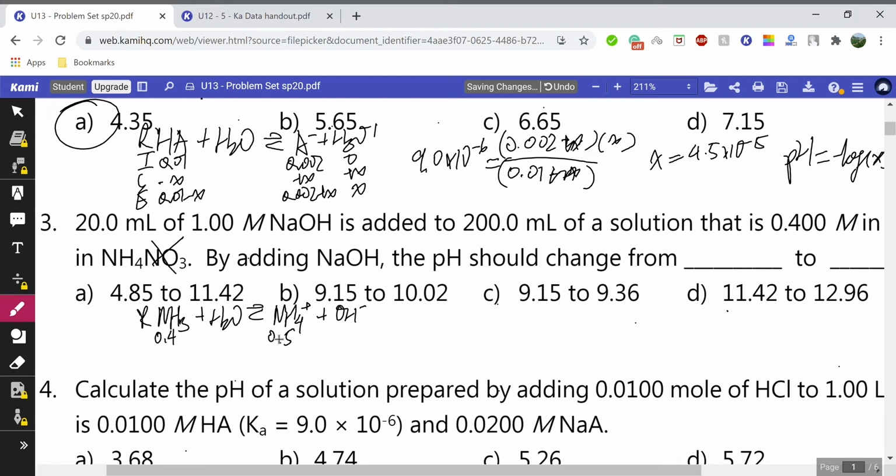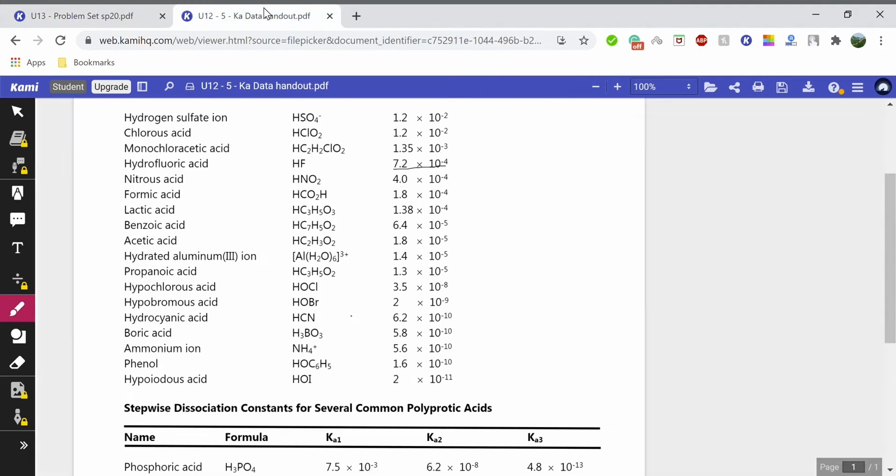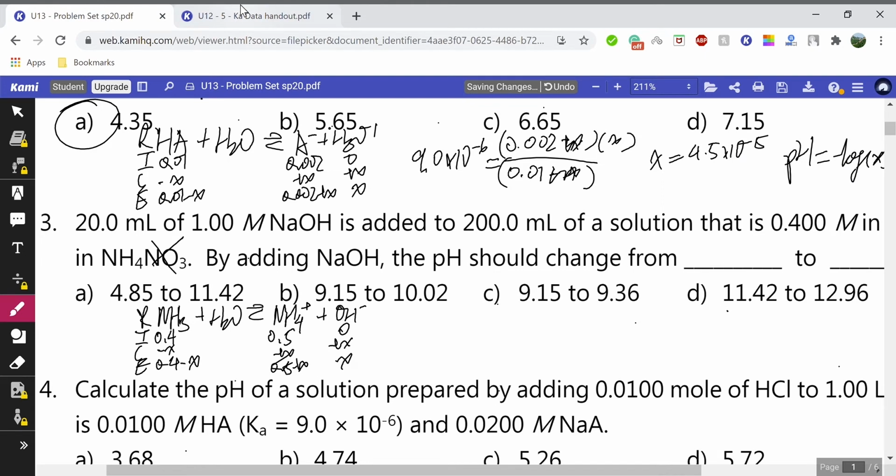Now if we do the RICE chart, so this would be minus x, 0.4 minus x. This would be plus x, 0.5 plus x. This would be 0 plus x. This would be x. So because we're producing OH minus, we're going to use Kb. So first let's find the Ka for NH4. NH4 Ka is 5.6 times 10 to the negative 10th.